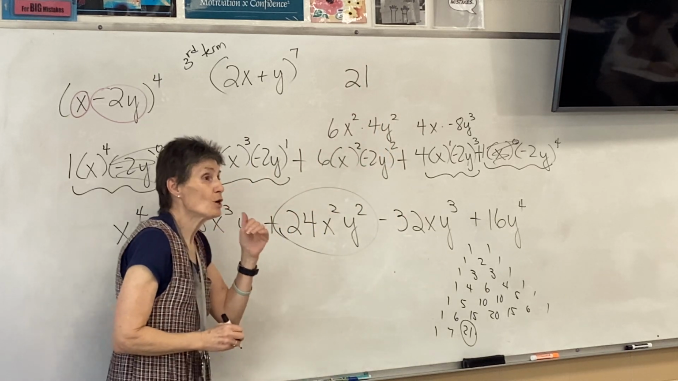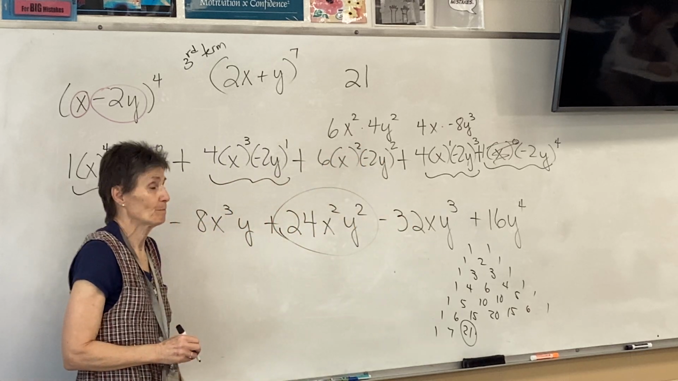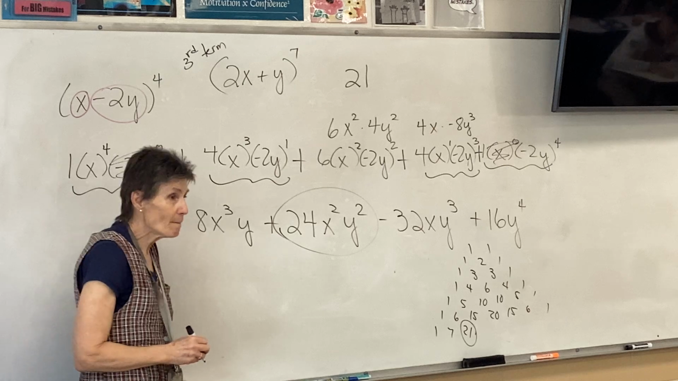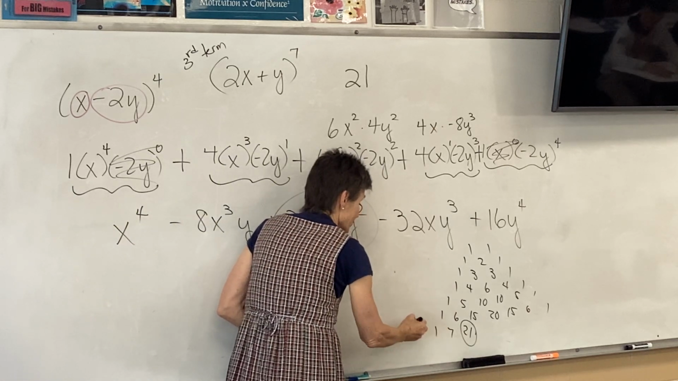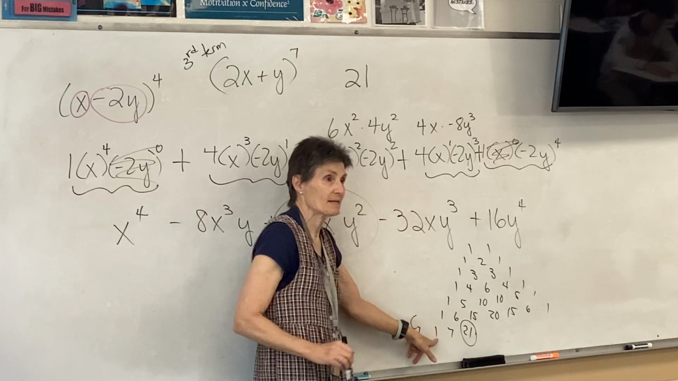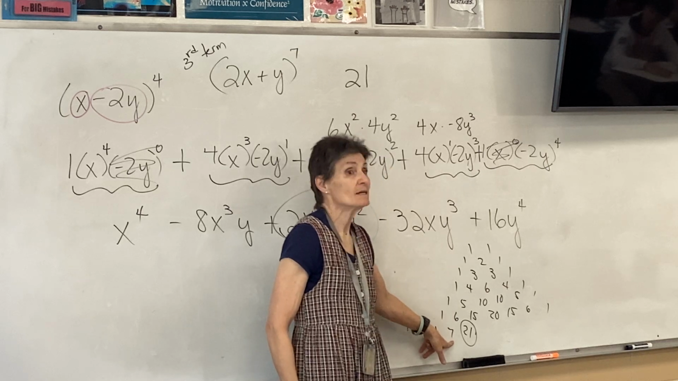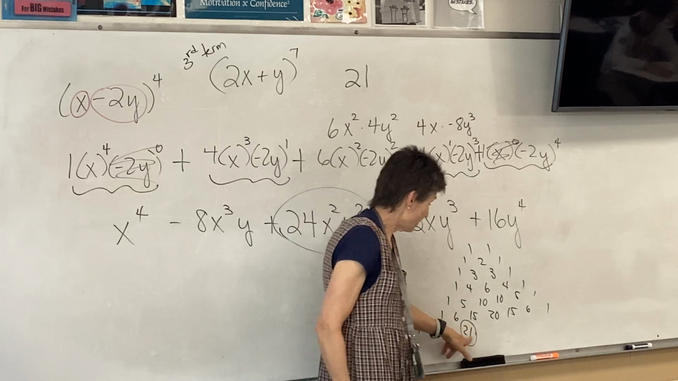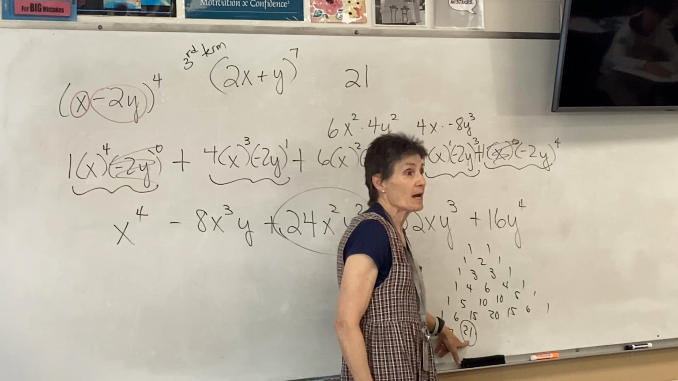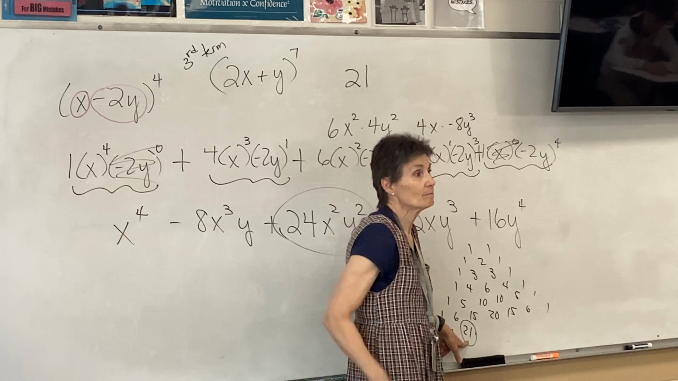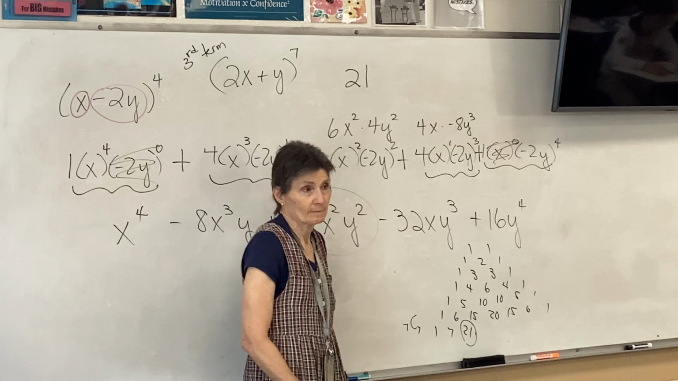Now, if you don't want to write all the triangle to get to that number, then you can remember that this number right here, the first number, is 7C0. This number is 7C1. And that number is 7C2. And if you type in 7C2 on your calculator, it'll say 21. All right, so you can do it either way.